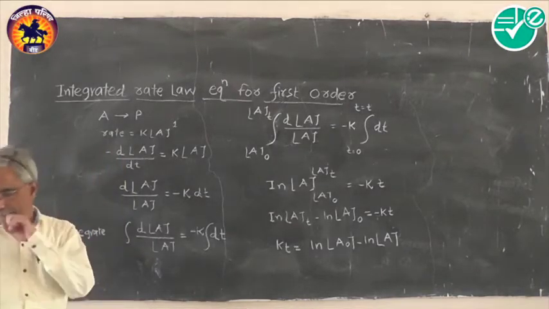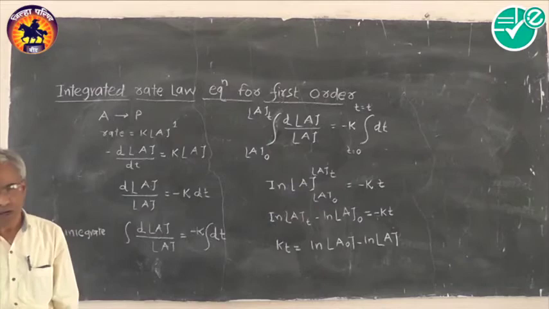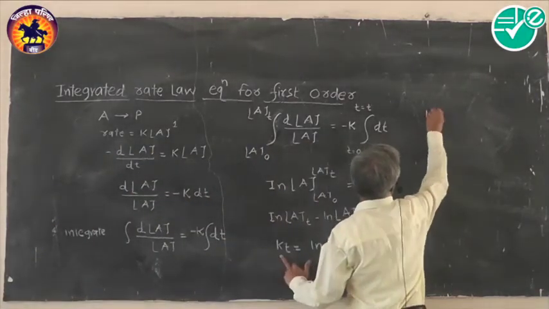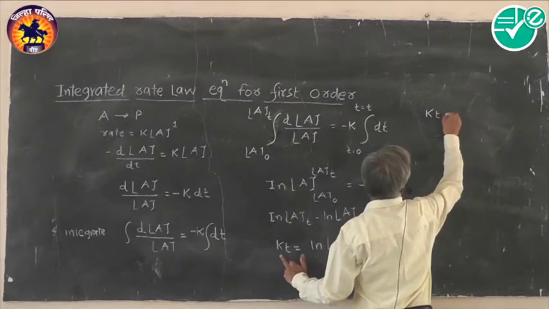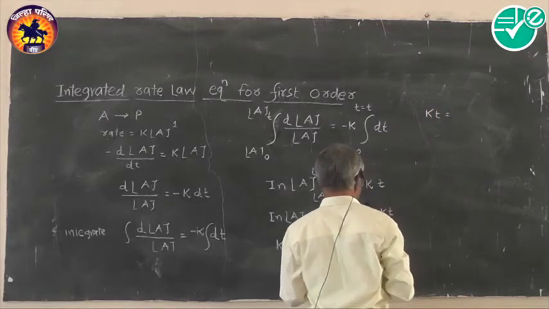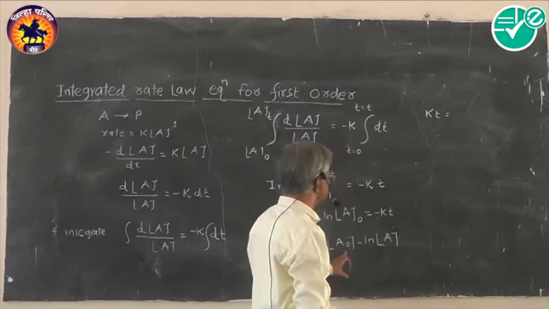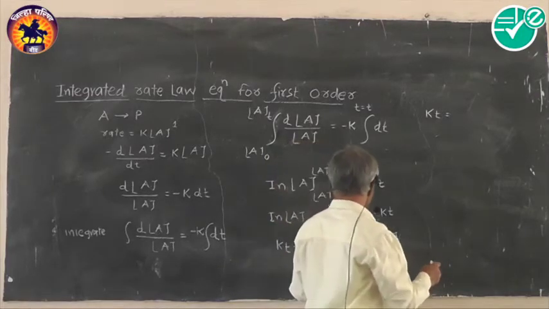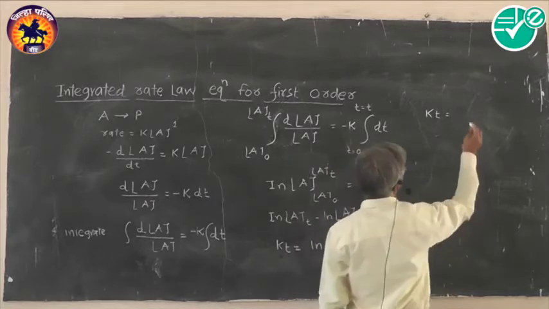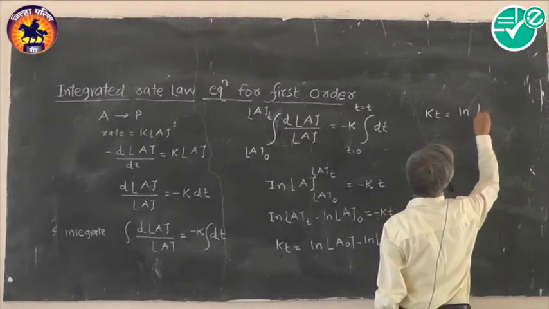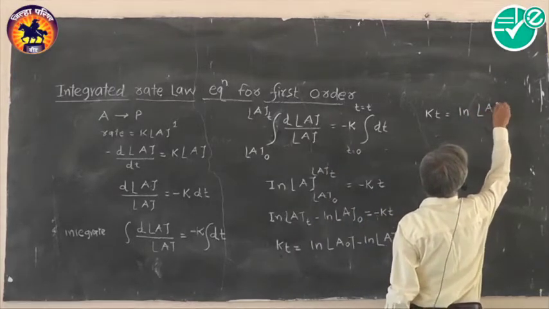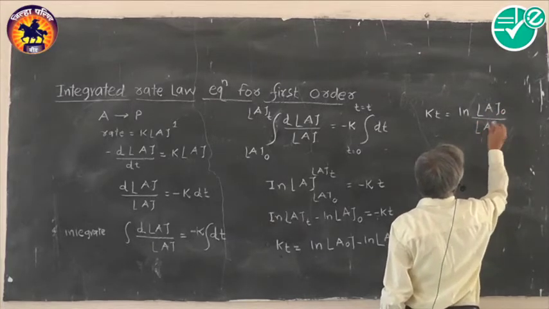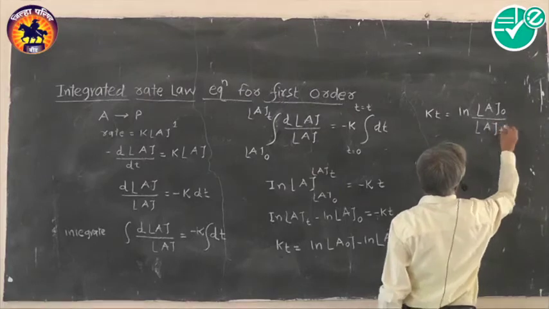Concentration A. Now this also can be written as kt is equal to, in logarithm the minus can be taken as the quantity. This can be written as this divided by this quantity, which is ln of the initial concentration of reactant A0 divided by At.